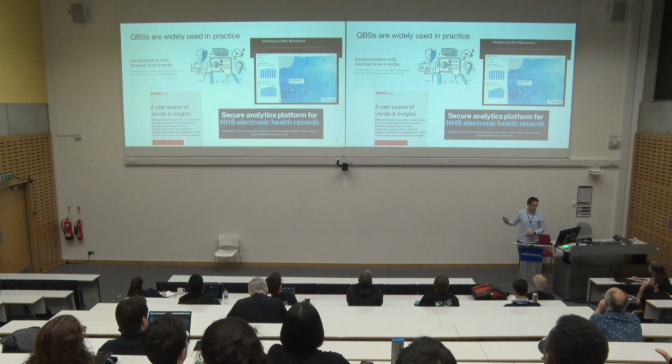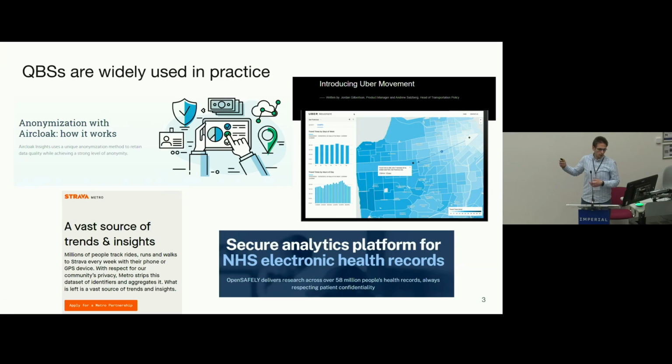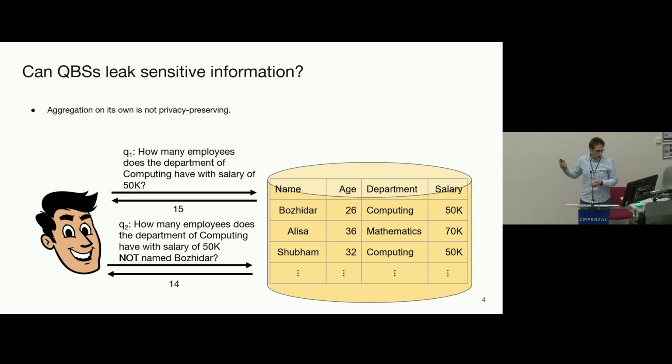For example, Uber has used QBS to share data about traffic congestion on the roads. Strava has used QBS to share data about cycling and running routes, and NHS has used QBS to share healthcare data. So query-based systems, QBSs, share aggregate information about the dataset.